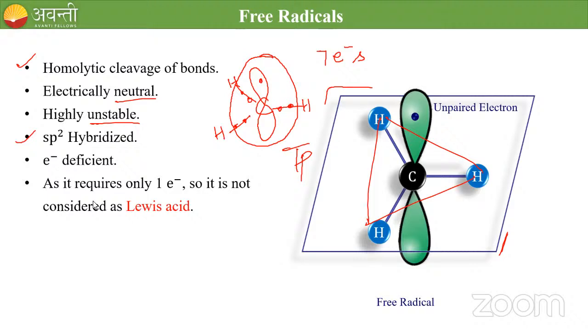Okay. Clear? So let me write the formula for you. Listen. This is CH3 dot. CH3 dot is a radical. CH3 plus is a carbocation and CH3 minus is a carbanion. Do you understand? So these two are electron deficient and this one is electron rich. Clear now?